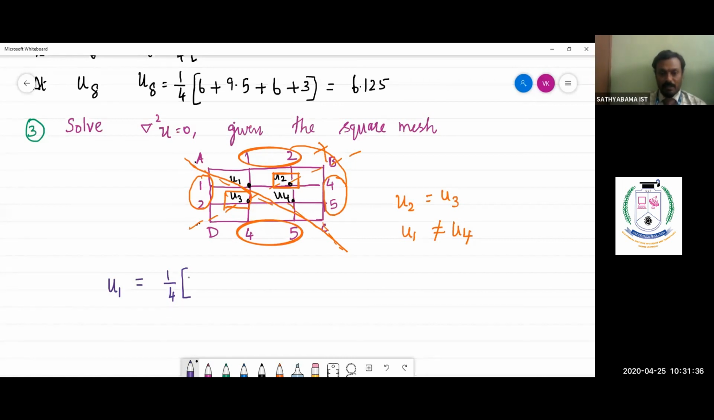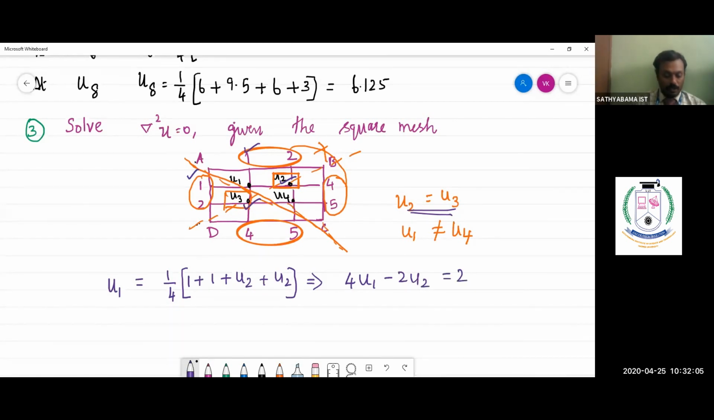It is going to be 1 plus U2 plus U2. It is 1 plus U2 plus U3, but U2 is equal to U3. So we end up with this value. So we have 4U1 minus 2U2 is equal to 2.